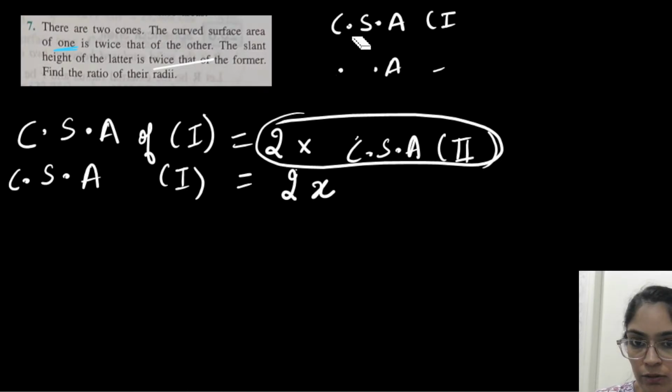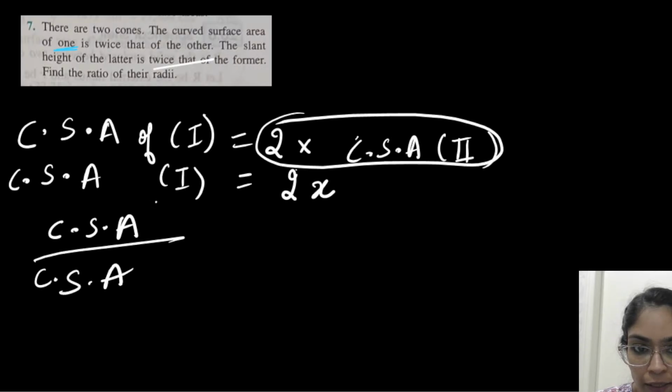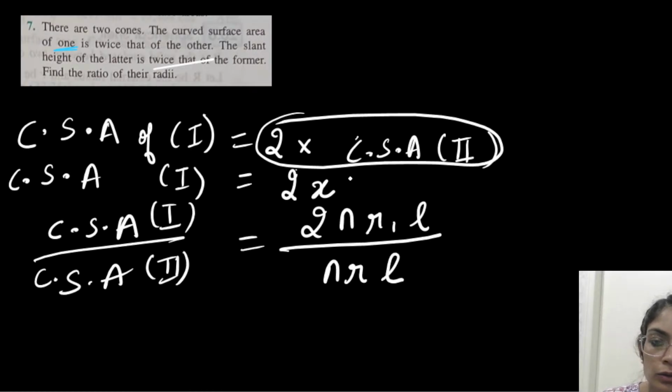We'll just take the ratio, I'll write here. So the curved surface area of the first one by the curved surface area of the second one. The first one's value is pi R1 L. This is 2 times the second one. So if the second one is pi RL, I can write it as pi RL and this is 2 pi R. Also they have given us the relation between the slant heights. The slant height of the latter is twice that of the former. So if the first is L, the second one is 2L.